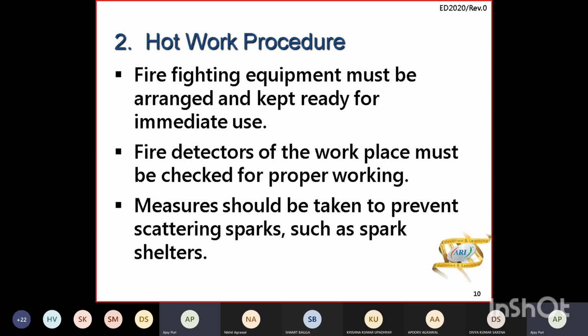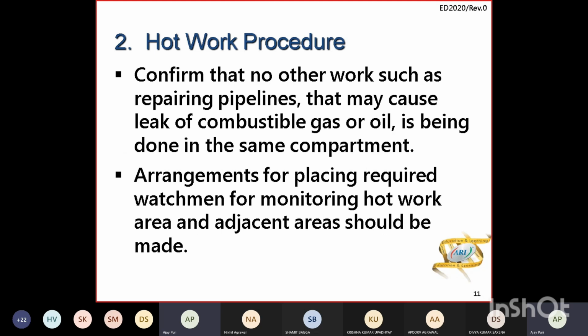Firefighting equipment must be arranged and kept ready for use. That is, your hoses to be pressurized and kept ready for use. Fire detectors in the space should be properly working. Measures should be taken to prevent scattering of sparks, so spark shelters should be there. Confirm that no other work is being carried out because that may cause leak of combustible gas or oil.